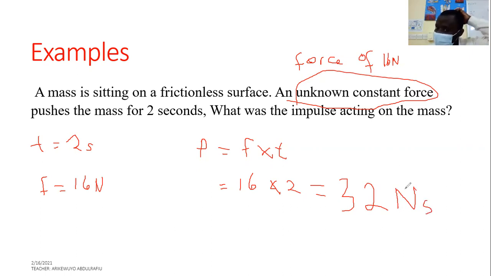Impulse is Newton second. As you can see, very easy. So this is not an unknown force. It's a force of 16 Newton. We have the time to be 2 seconds. The force is 16 Newton. And impulse is multiplying the force by the time. And we have 32 Newton second. I hope you understand this. And I hope you find it easy to understand also.